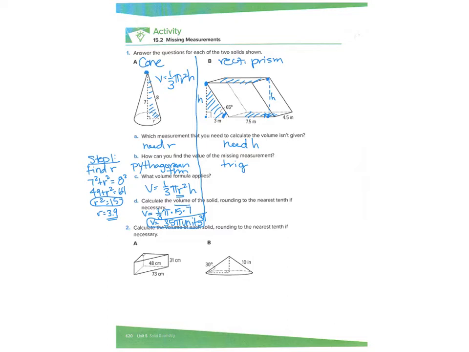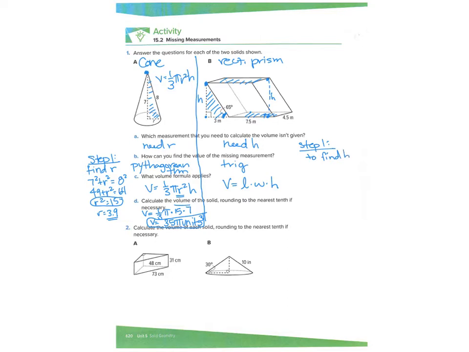Which formula applies for this? Well, this is a prism, so my volume is big B times H, where in this case, my big B, my base, being a rectangle, means my volume formula is length times width times the height I need to find. So it asked me in part D to find the volume. So before we can find the volume, we need our height. So step one in this problem is to find the height.